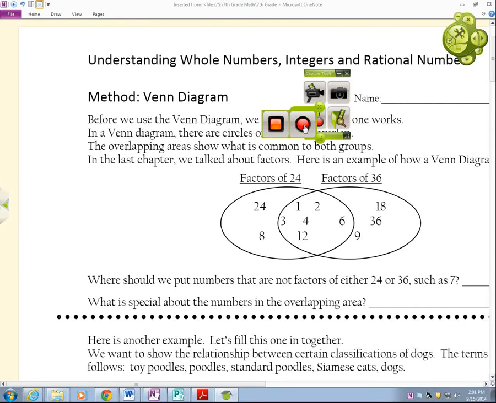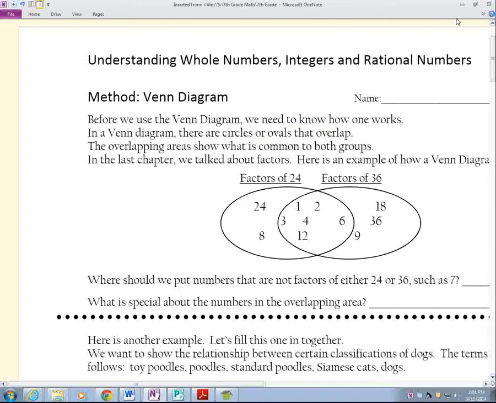Section 1.5, the first day of notes, we're going to be talking about rational numbers, specifically relating to Venn diagrams. Before we use the Venn diagram, we need to know how one works. You've seen the Venn diagram. It's two ovals or two circles, and whenever the two circles are covering each other, they have areas in common. The overlapping areas show what is common between both groups.